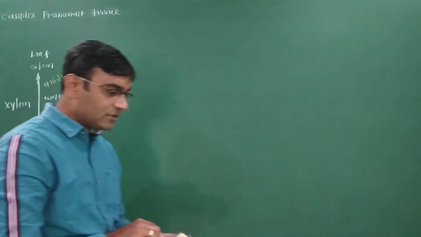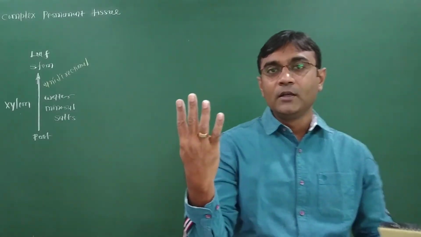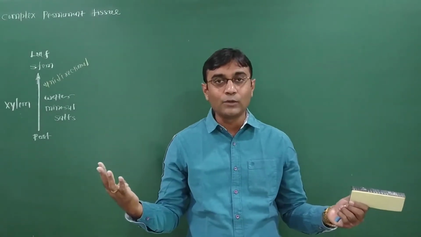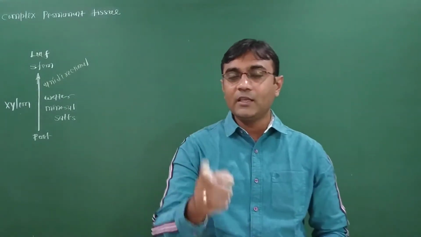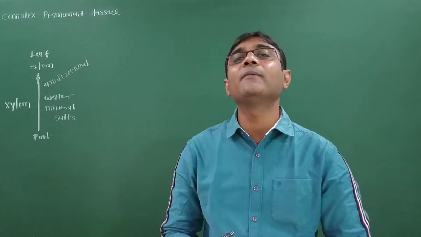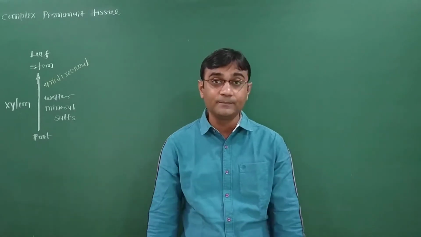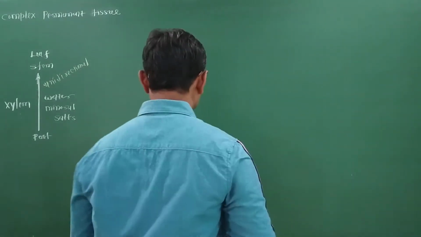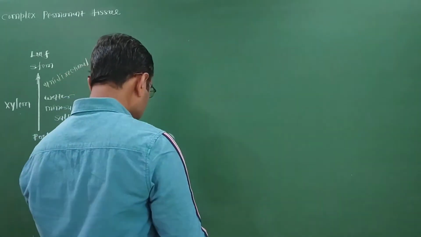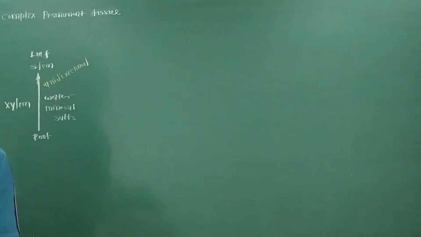This xylem is made up of four components, as you know from the classification chart of various tissues: trachea, vessels, xylem fiber and xylem parenchyma. First we learn about two, trachea and vessels. This is one of the trachea we are drawing here.